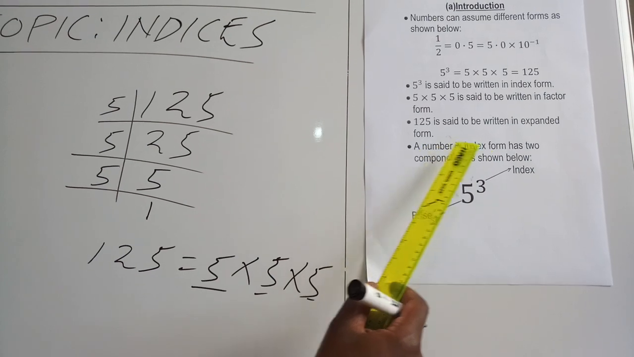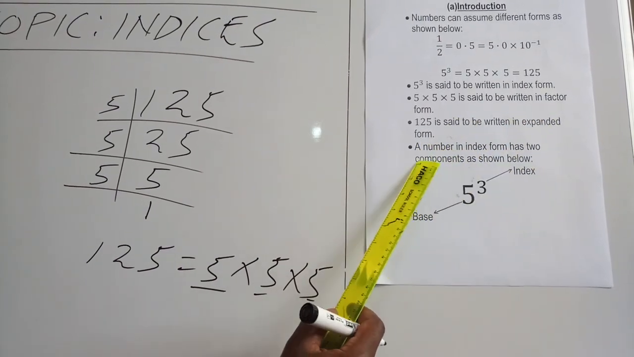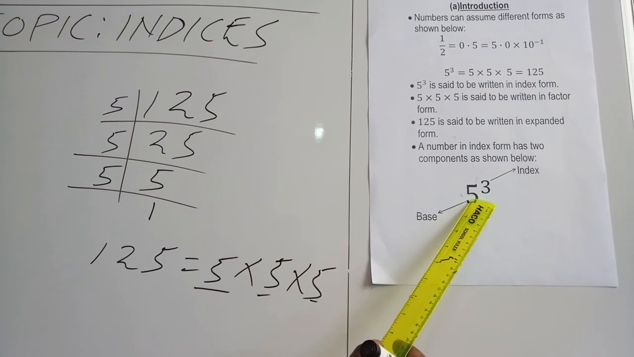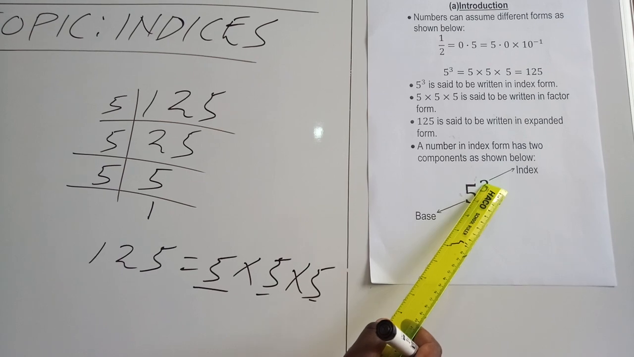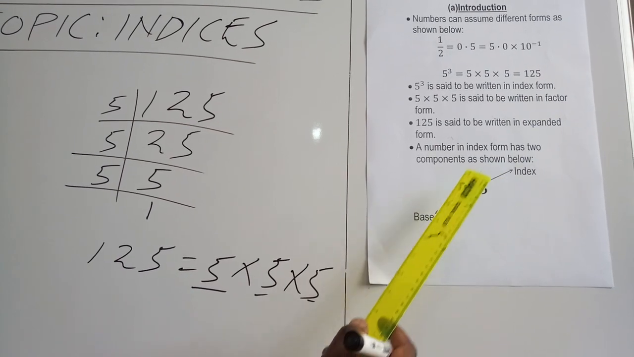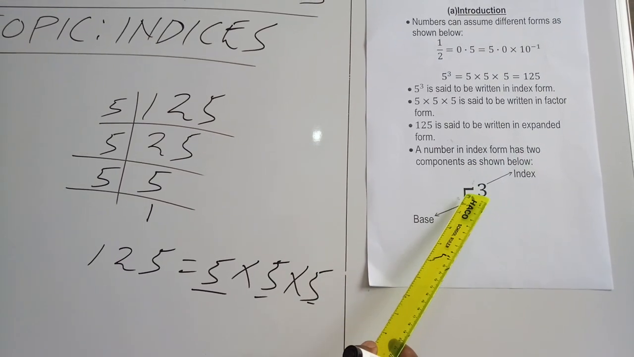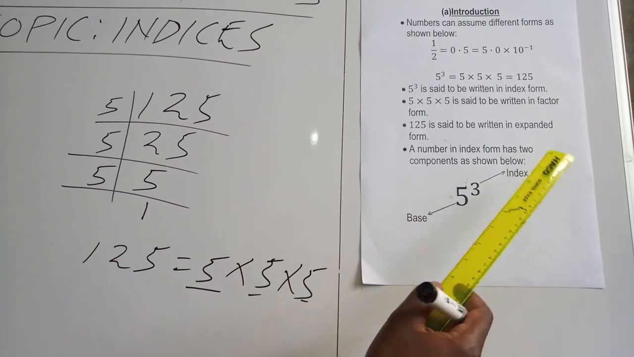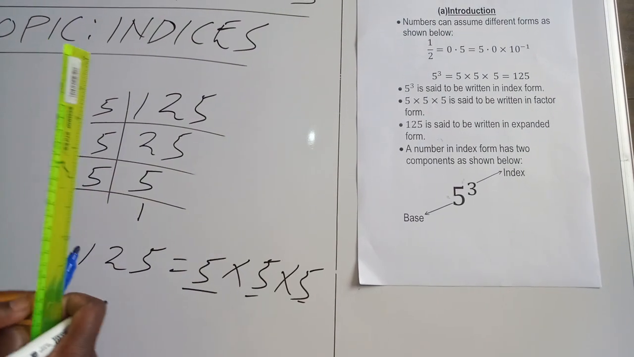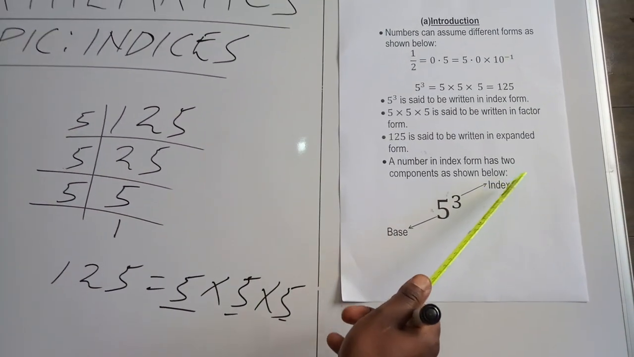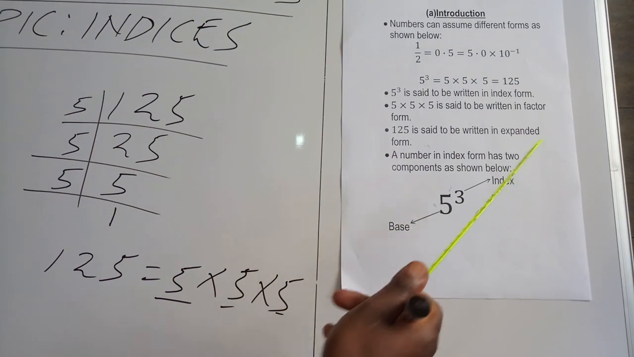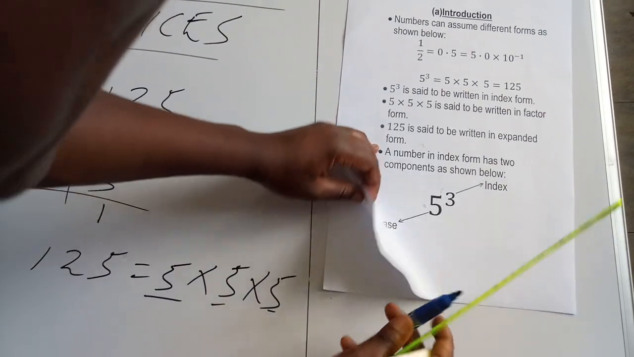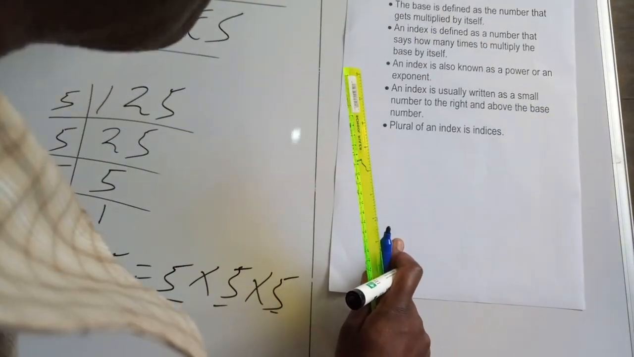Now, a number in index form has two components as shown below. We have the number here occupying the lower position, that number occupying the higher position. The number in this lower position is called a base. The number in the upper position is called an index. Now we want to focus on what we mean by an index and a base. So what is an index and what is a base?